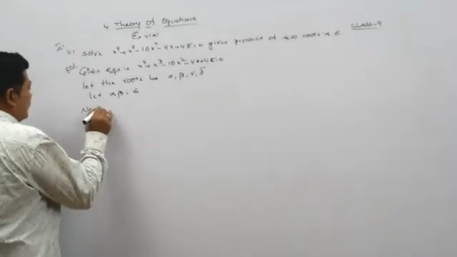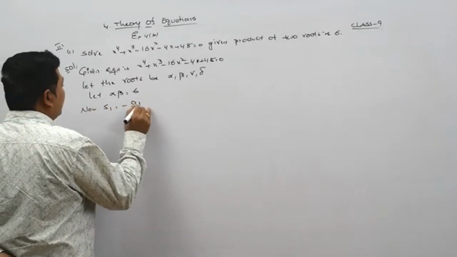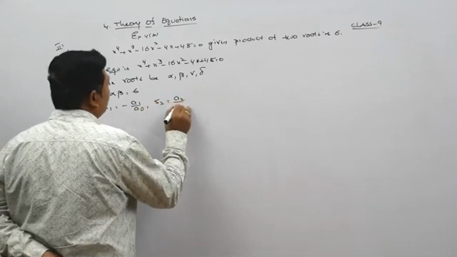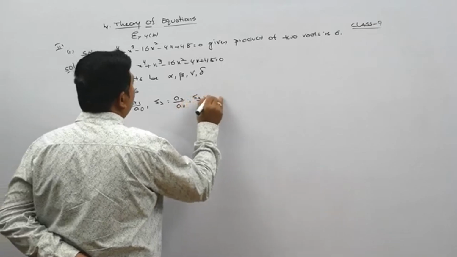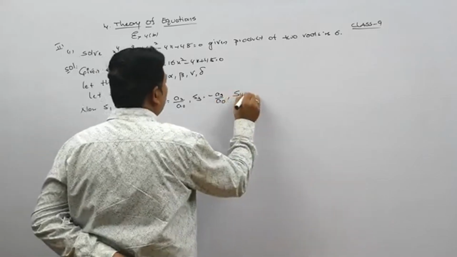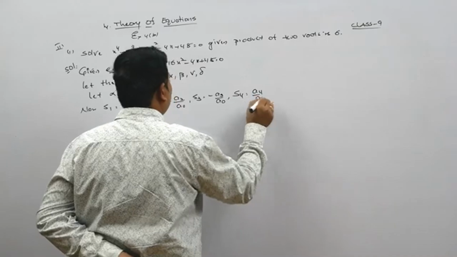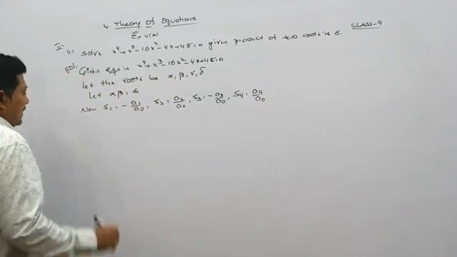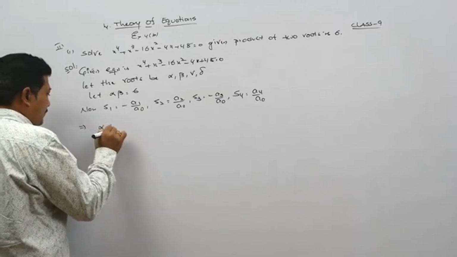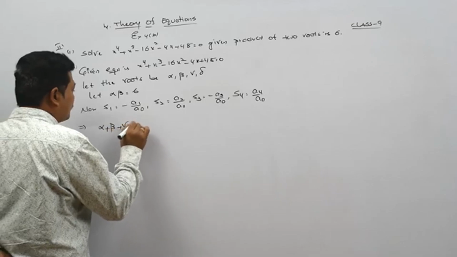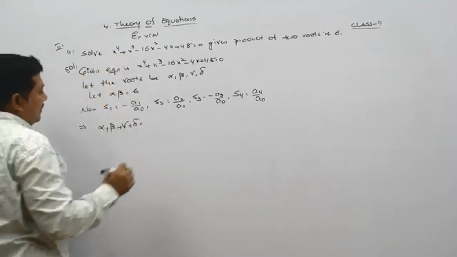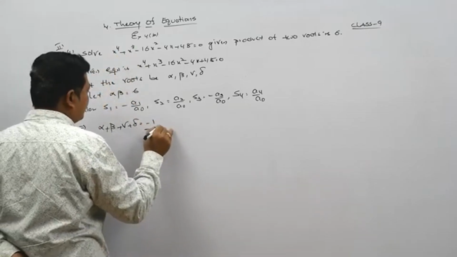Now S1 is equal to minus A1 by A0, S2 is equal to A2 by A0, S3 is equal to minus A3 by A0, lastly S4 is equal to A4 by A0. Now here S1 means sum of the roots, so alpha plus beta plus gamma plus delta is equal to minus A1 by A0. So minus 1 by 1 is equal to minus 1. Call this one as equation 1.